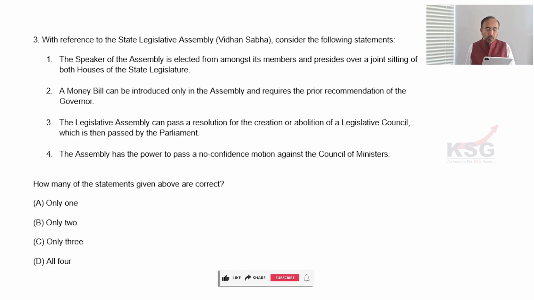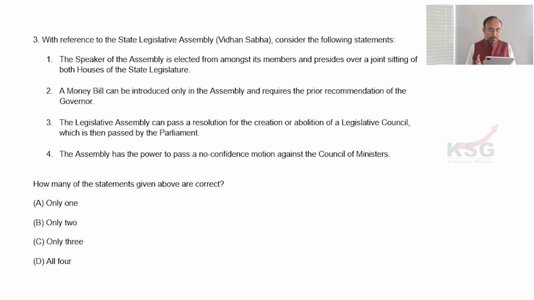Third question. With reference to the state legislative assembly, Vidhan Sabha, consider the following statements. First, the Speaker of the Legislative Assembly is elected from amongst the members and presides over a joint sitting of both houses of the state legislature. Second, a money bill can be introduced only in the assembly and requires the prior recommendation of the governor. Third, the Legislative Assembly can pass a resolution for the creation or abolishment of the Legislative Council, which is then passed by the Parliament. Fourth, the Assembly has the power to pass a no confidence motion against the Council of Ministers. How many of the statements given above are correct?